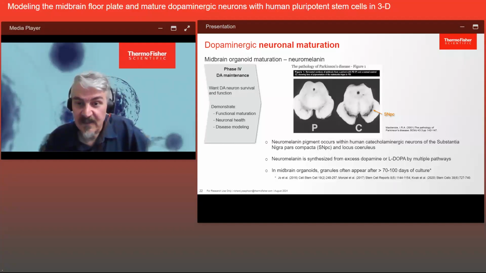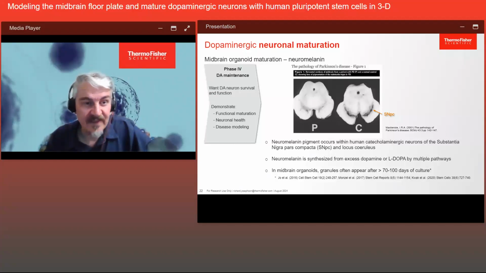As you can see in the image here, these are midbrain sections taken post-mortem. The P labels a section from a Parkinson's patient, and the C is a normal control. And you can see that the Parkinson's patient has lost the neuromelanin staining from the substantia nigra pars compacta.